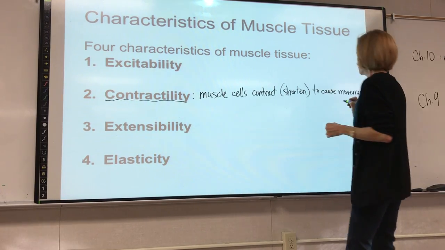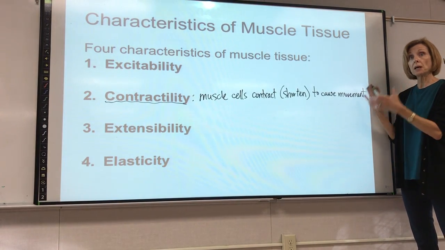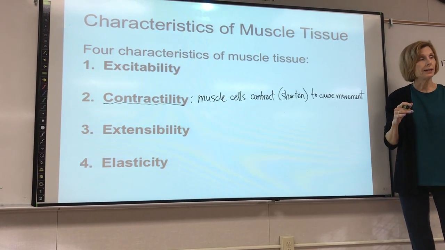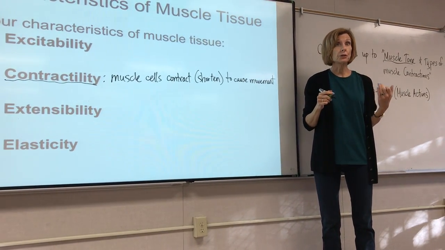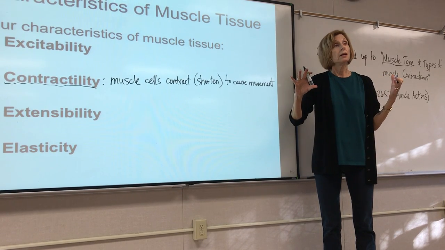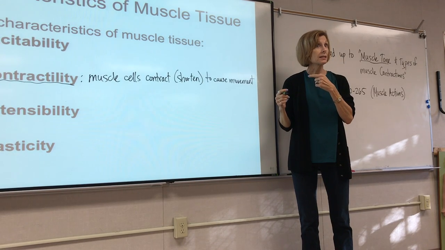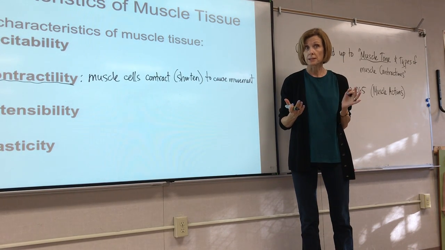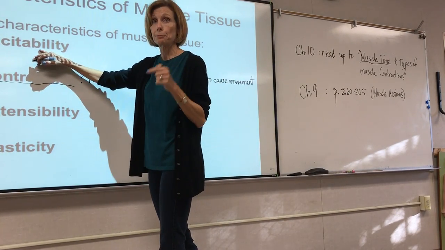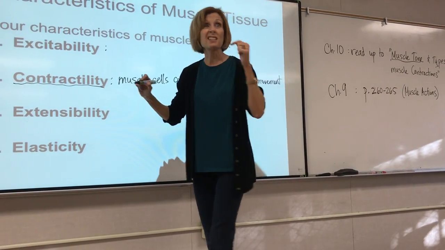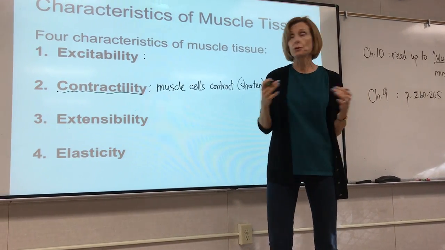Okay, so now what makes them do this? Well, muscle cells are also unique because they have the ability to conduct electrical current, and the electrical current travels along their membrane. The only cells in the body that can do this are muscle cells and neurons, right? Nerve cells. So this is a very unique property. Okay, we call this excitability. So when we say excitability and we're talking about a cell, this means that the cell can conduct electrical current.